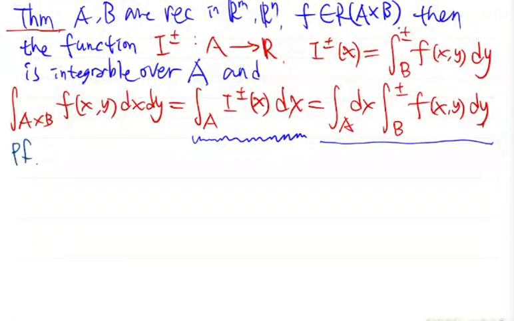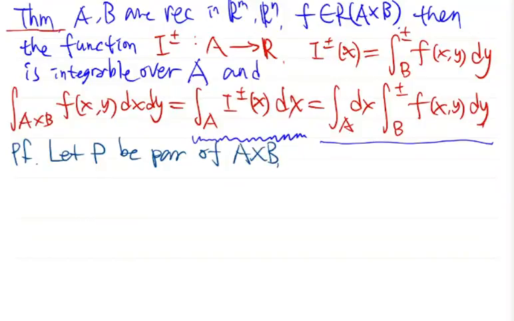So we take a partition of A and B. Let P be a partition of A cross B. Then this P must be the Cartesian product of PA and PB. Okay?